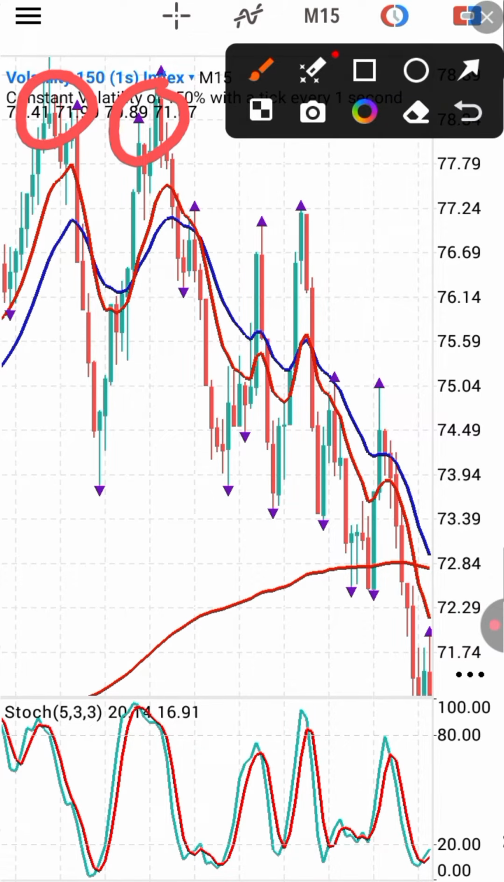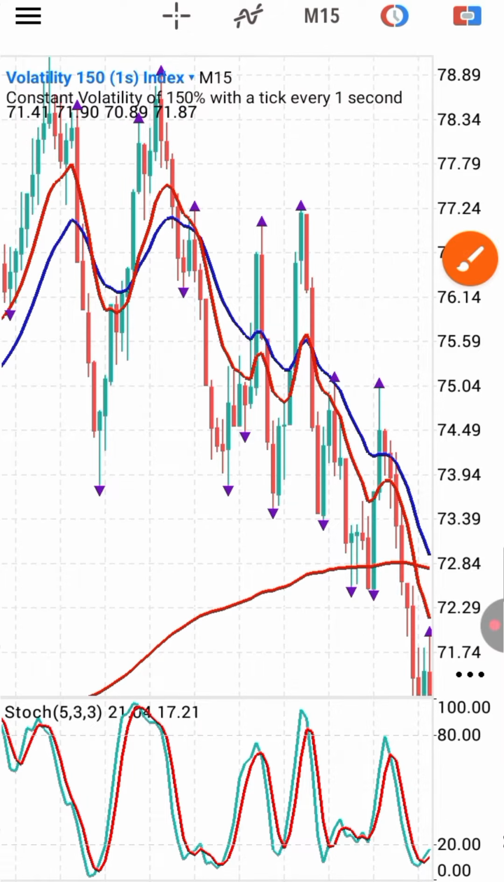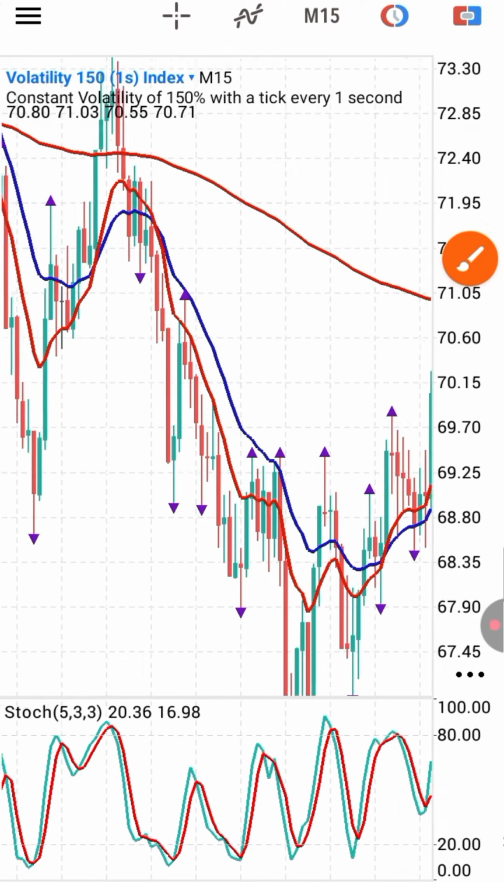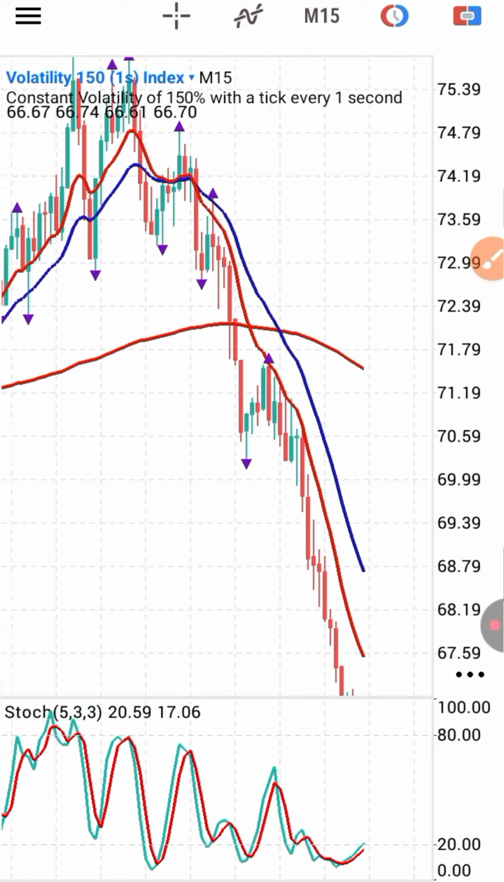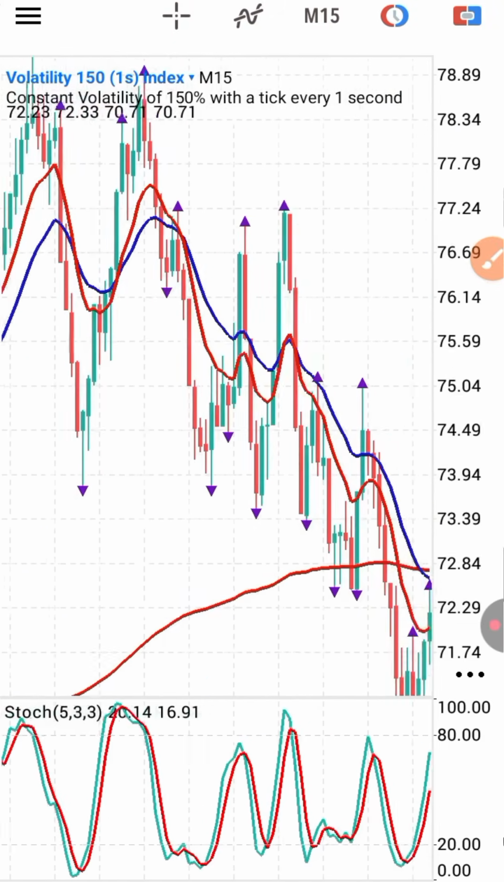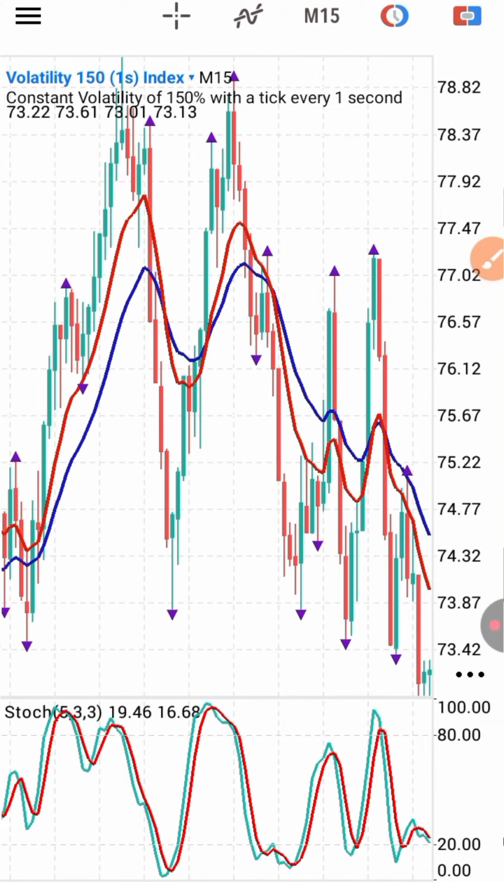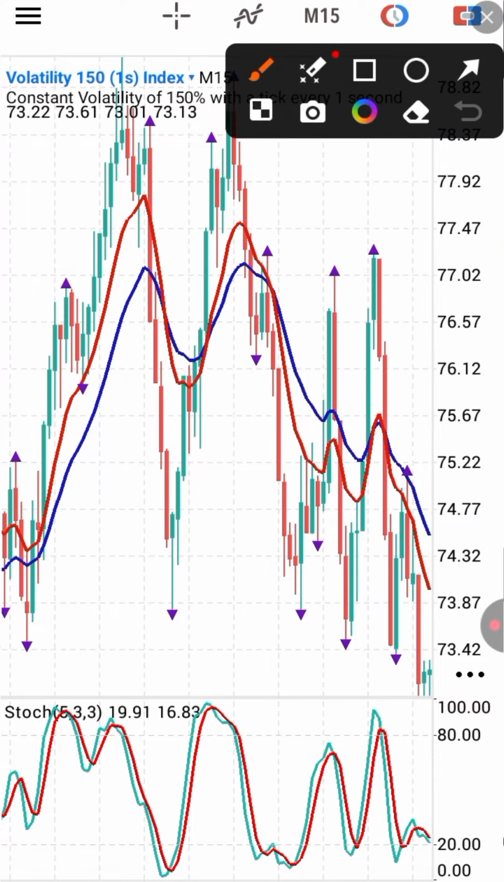Here is our M pattern, and you can see the way this trade went. Maybe you can see it in our 15-minute time frame. You can see the way it went. Okay, so let's go back. Now, you see your stochastic oscillator. Here is our stochastic oscillator.